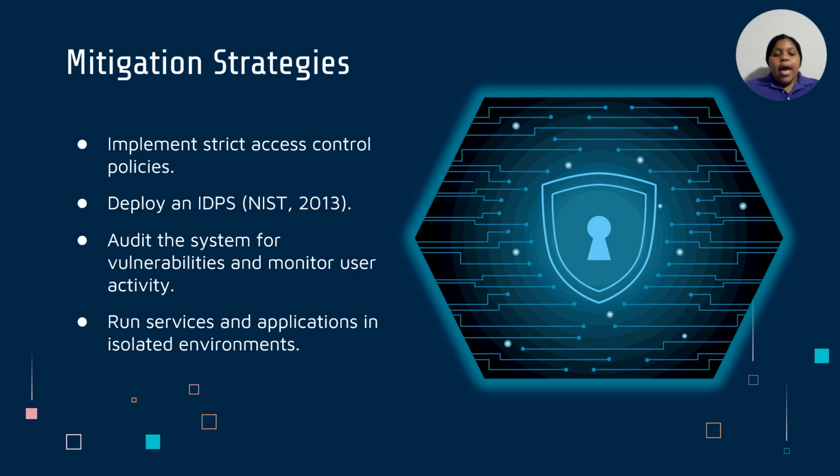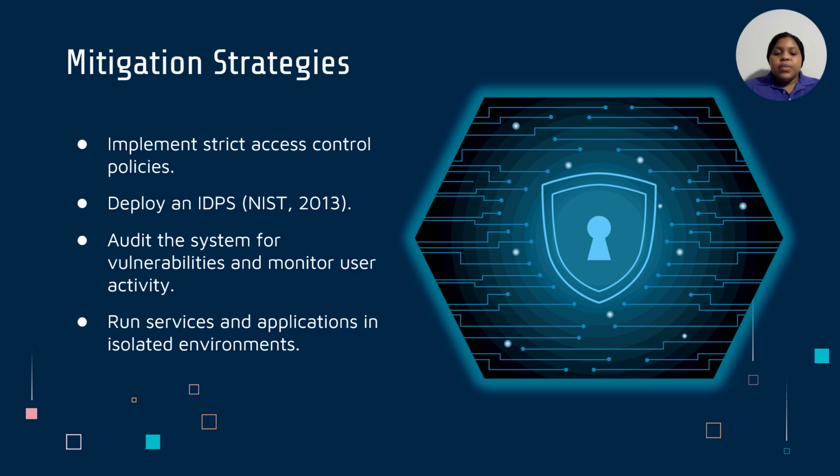So first, we have implementing strict access control policies, and this is going to prevent, or at least limit, access to sensitive files when we have a system like this in place. Next, we want to consider deploying an IDPS. What this stands for is an intrusion detection and prevention system. So they have an IPS and an IDS, and then they also have a system or application that involves both. But for overall purposes, it's just going to be used to monitor suspicious activity happening on any machine on the network.